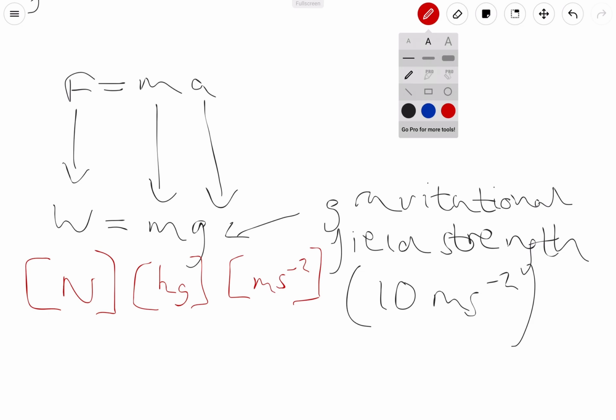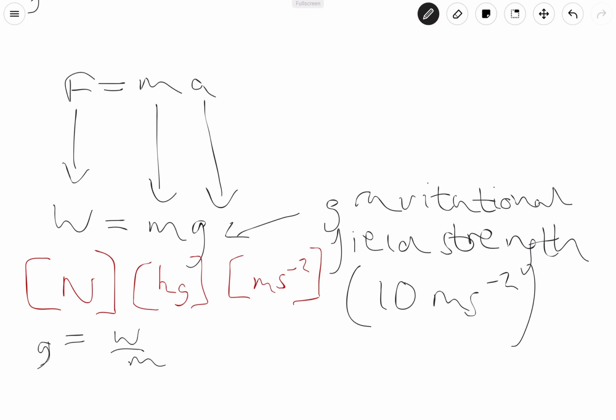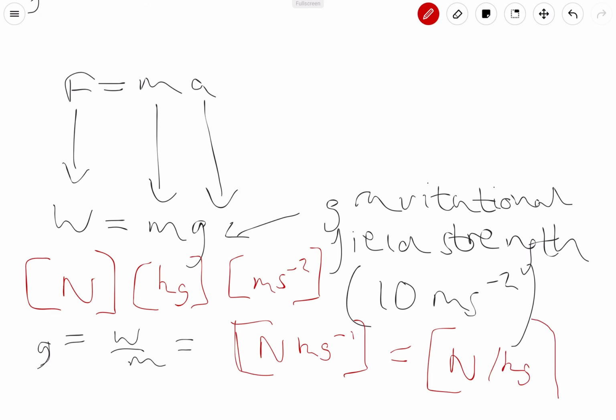You can get g equals w over m, and then you can use the units, newtons over kilograms, to show that g is equal to newtons per kilogram. So that's the same as newtons per kilogram. Alright, so that's weight. Weight equals mass times gravitational field strength.